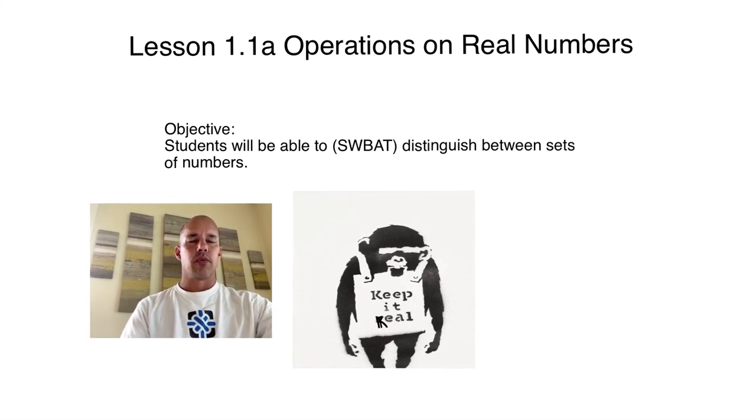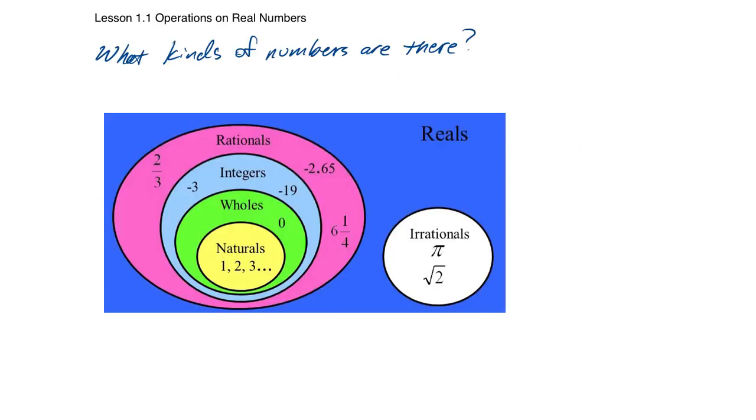Algebra 1, we're splitting the first lesson into two parts. For this first part, our objective is to be able to distinguish between sets of numbers. Let's keep it real. So, what are the sets of numbers? We're talking about real numbers. It's in the title of the lesson. But what does that even mean?